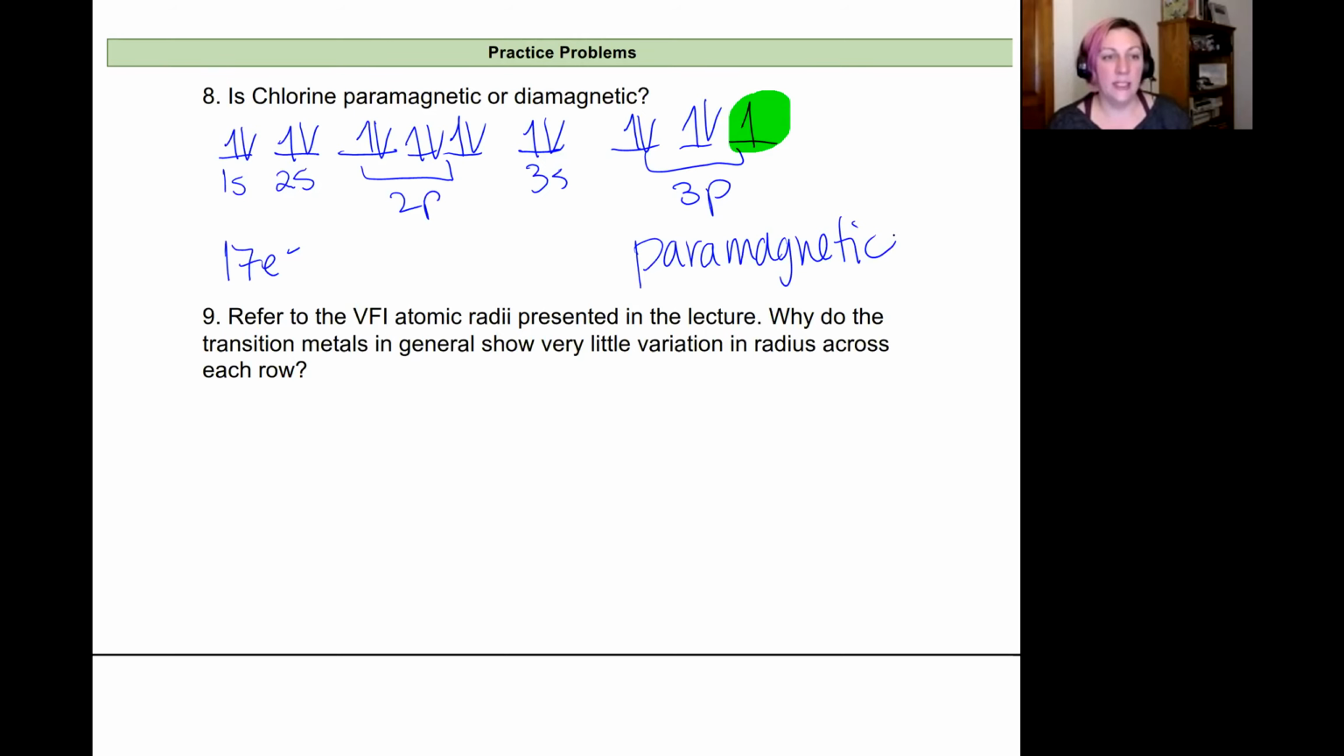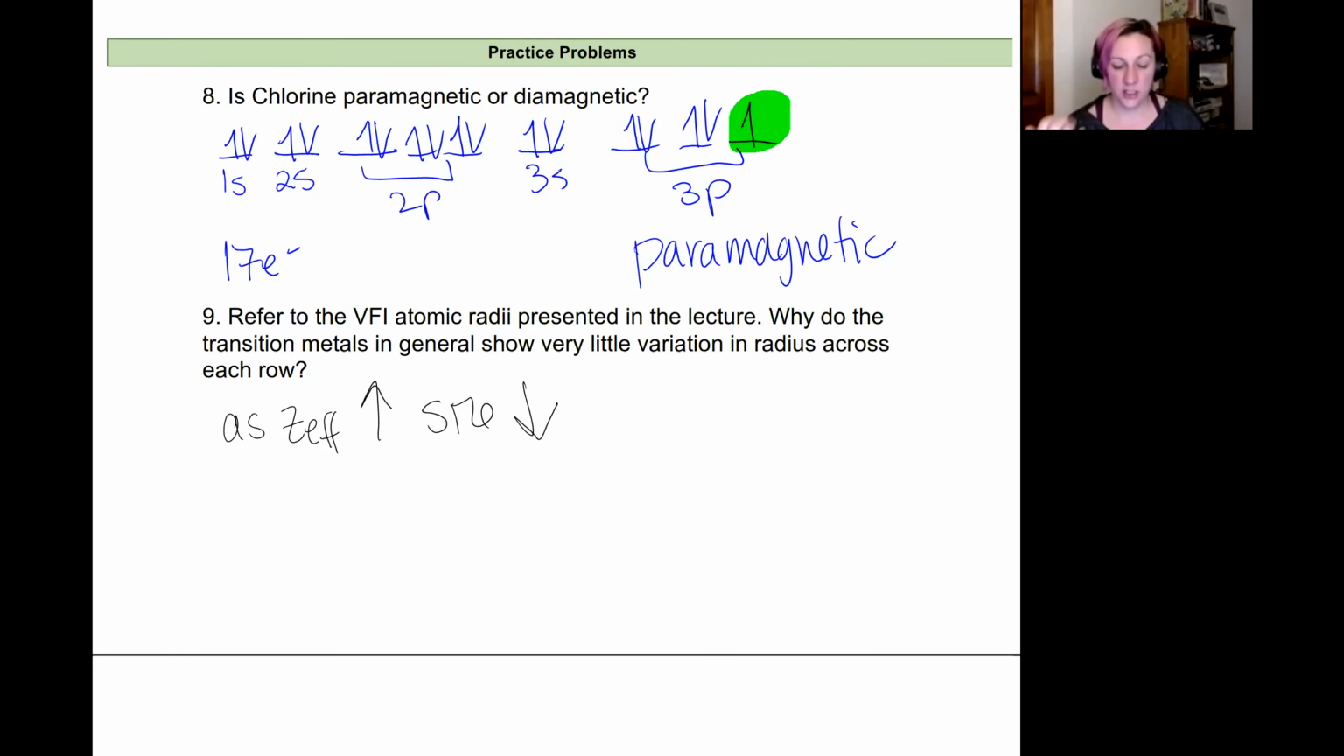Okay, number 9. Refer to that image in our lectures of the atomic radii. Why do transition metals in general show very little variation in radius across each row? When you look at that picture, the transition metal sizes look really, really similar. Thinking about size, it really changes with effective nuclear charge. As the effective nuclear charge increases, our size decreases across a row.